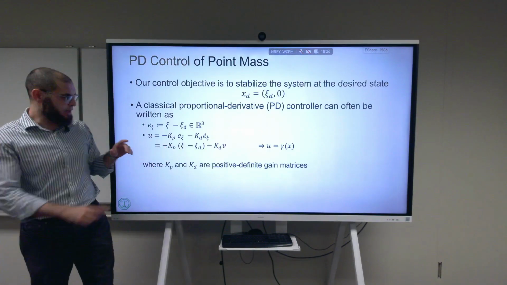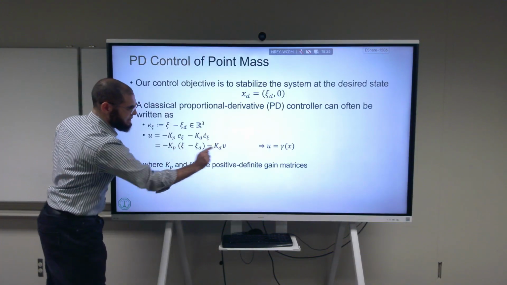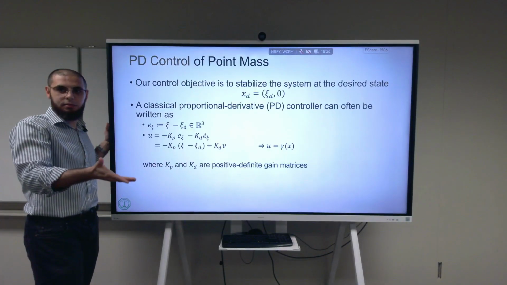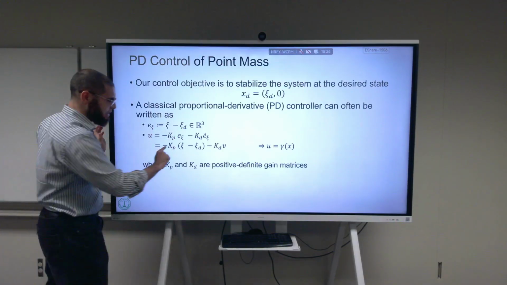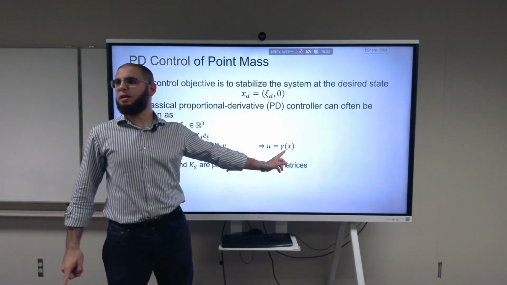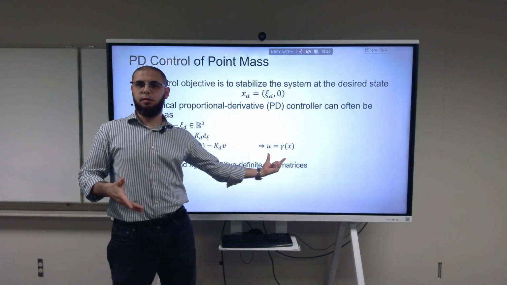our control. And you can think about it, this is the u. Psi and v are the two states. Actually we said that p is our state, but v is p over m. So you can go back and forth, so it's very easy. So this is in the end the whole equation, which is gamma of x. You remember when we said that the controller is usually some function of x? This is the proof of it.